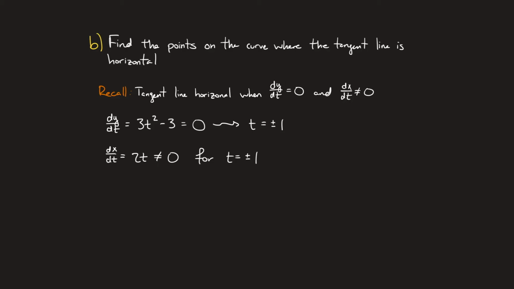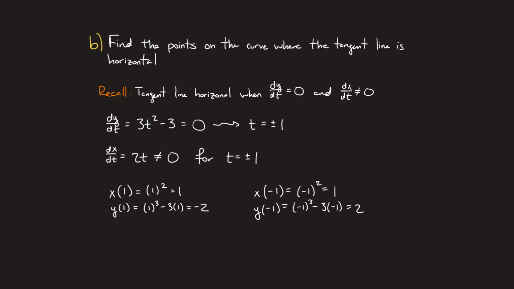So, we found the t values at which the curve has a horizontal tangent line. All we have to do now is plug in these points into our parametric equations to get the actual points on the curve, and we find that the tangent line is horizontal at the points (1, minus 2) and (1, 2).